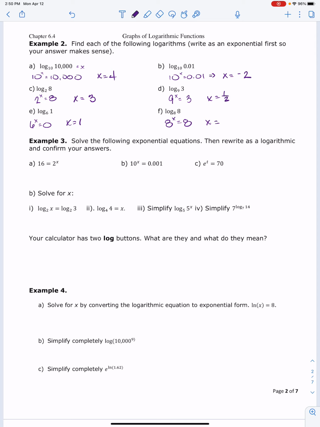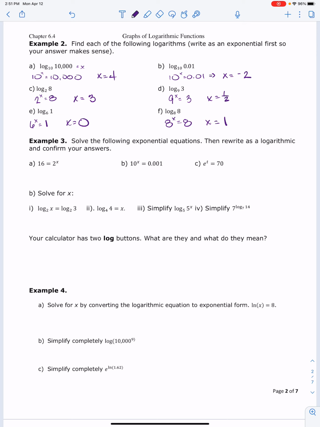6 to the x, back up to e, sorry, I was thinking ahead and talking. 6 to the x equals 1, so x equals 0, sorry. Now on f, 8 to the x equals 8, so here x equals 1. Okay.